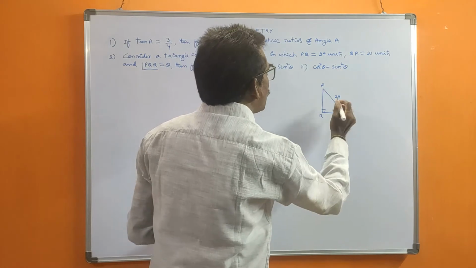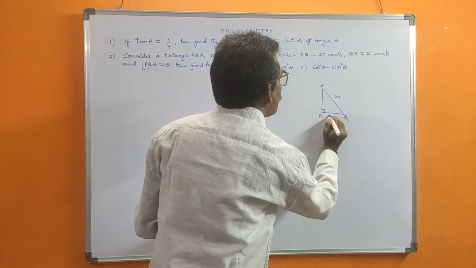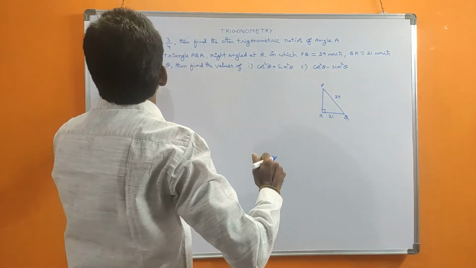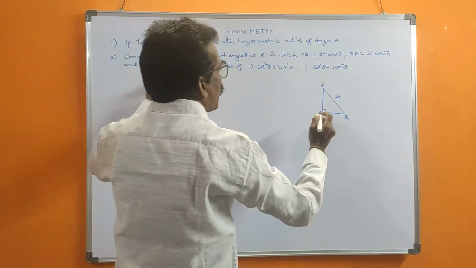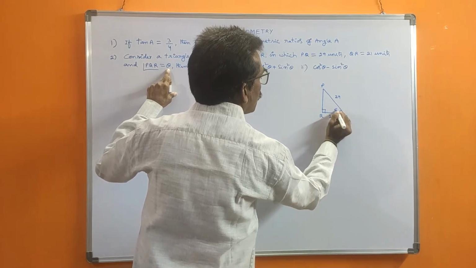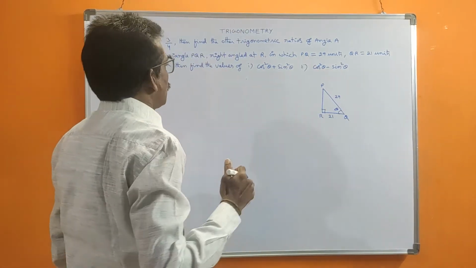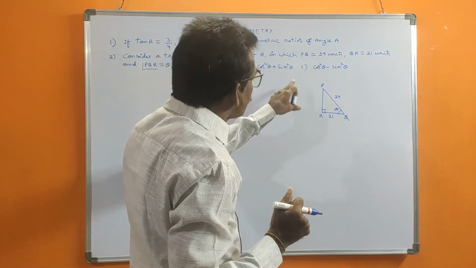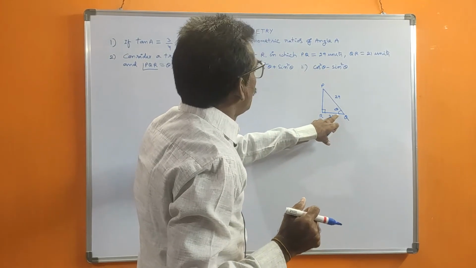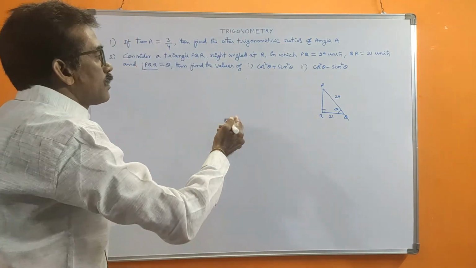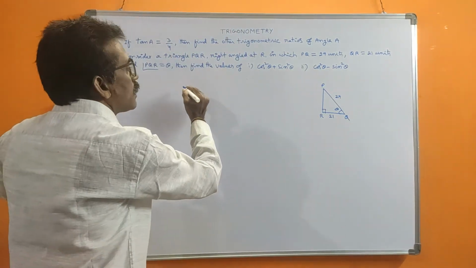Now, QR is equal to 21. This is also units. And angle PQR is theta. Now find the values of cos square theta plus sin square theta. Theta means you should consider this angle at Q. Theta is this side. According to that, we should solve.